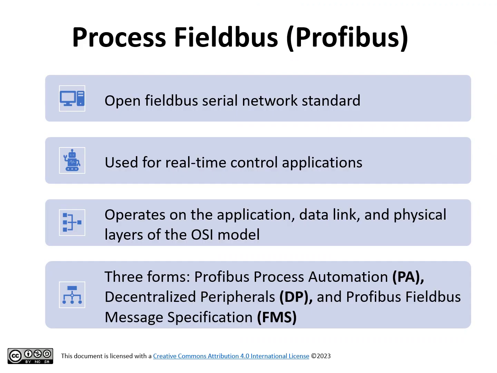Process Field Bus, Profibus, is an open fieldbus serial network standard and is mainly used for real-time control applications. The protocol operates on the application, data link, and physical layers of the OSI model. Profibus comes in three forms: Profibus Process Automation, PA, Decentralized Peripherals, DP, and Profibus Fieldbus Message Specifications, FMS.